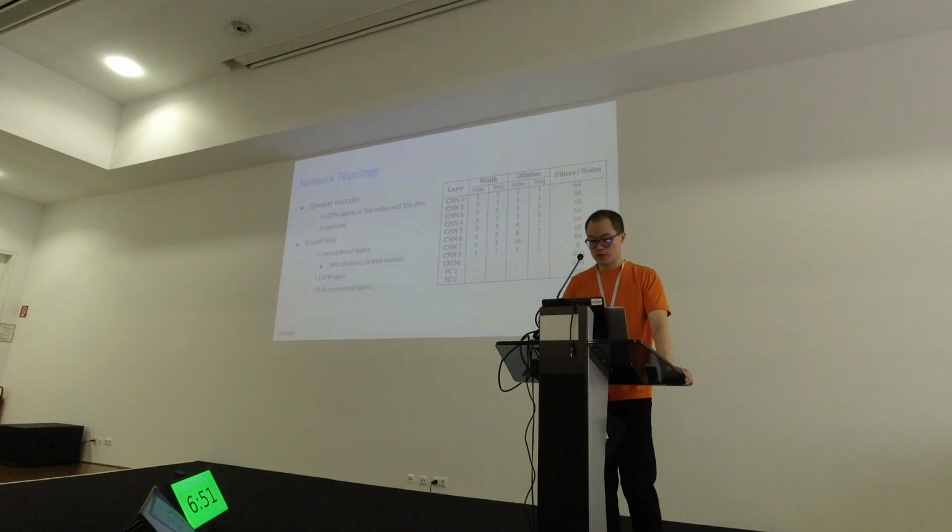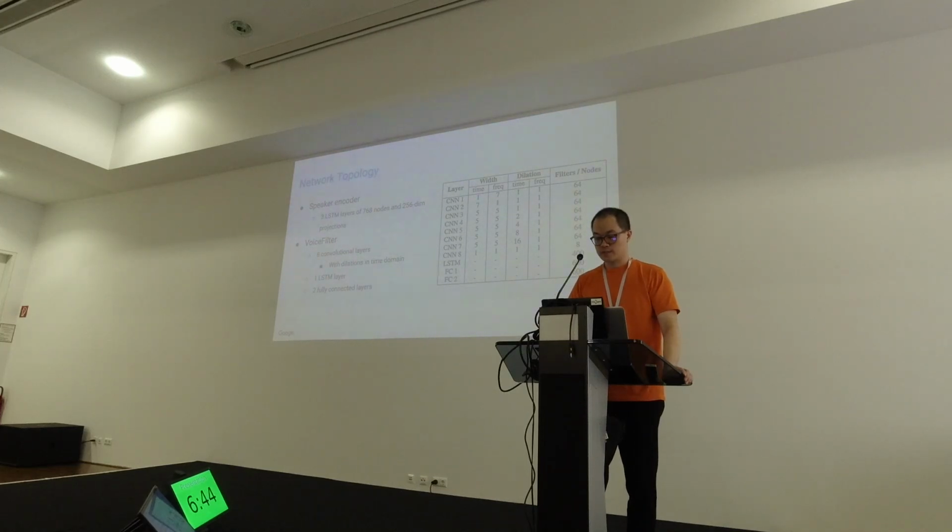Here are the topologies of the networks. Our speaker encoder is simply 3 layers of LSTM. Our voice filter has many more layers, including 2-dimensional convolutional layers, LSTM layers, as well as fully connected layers.